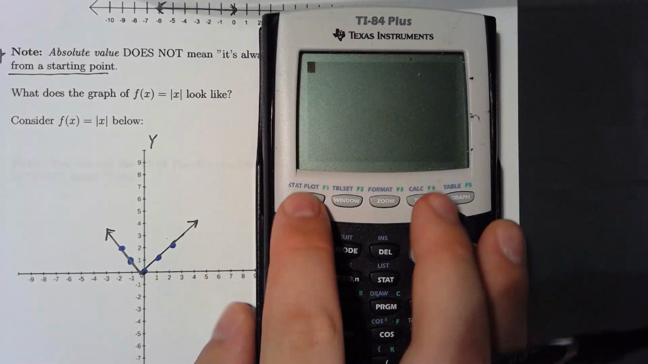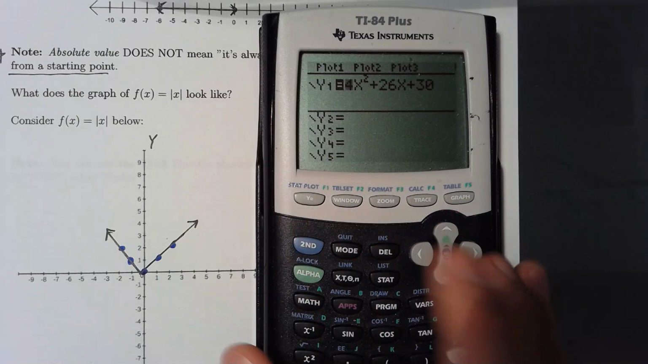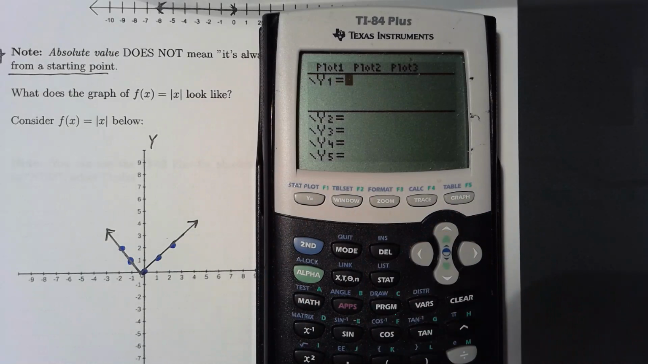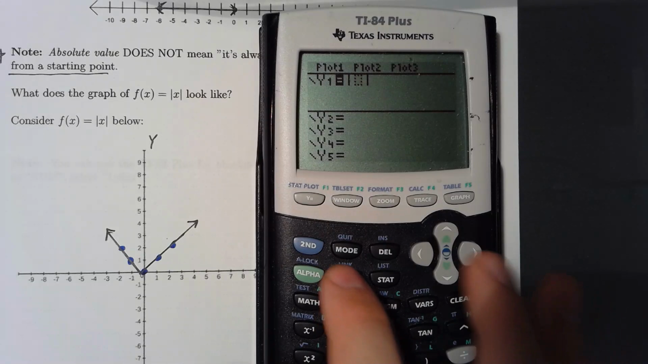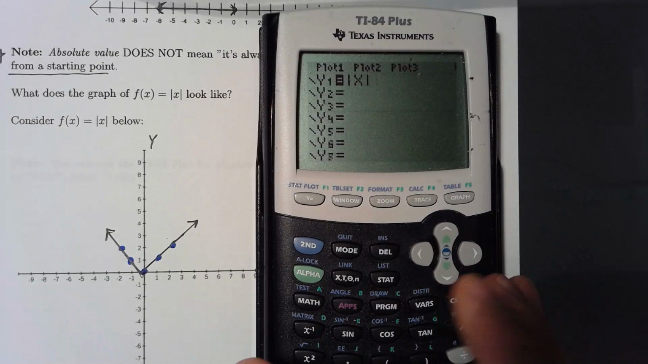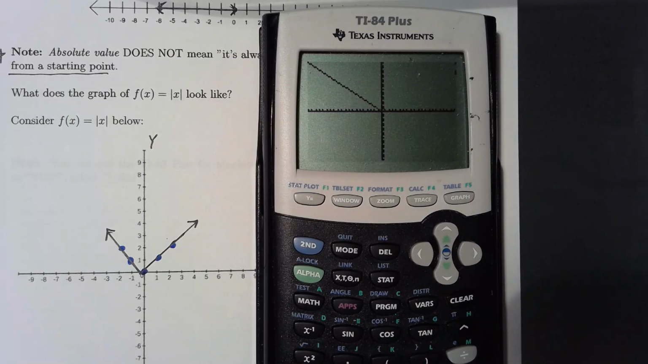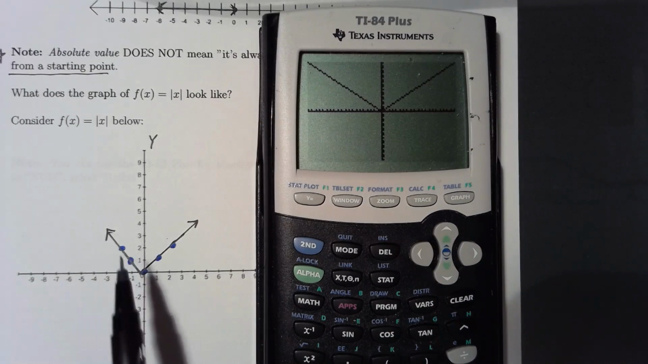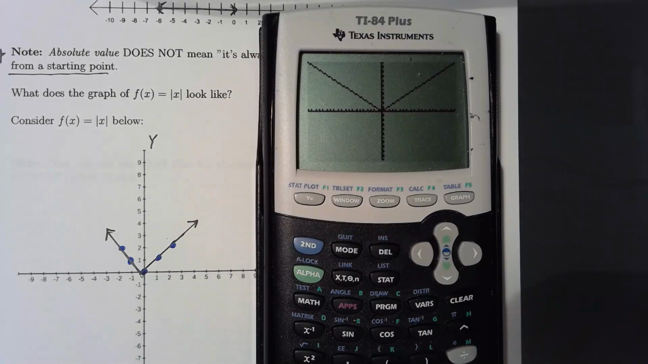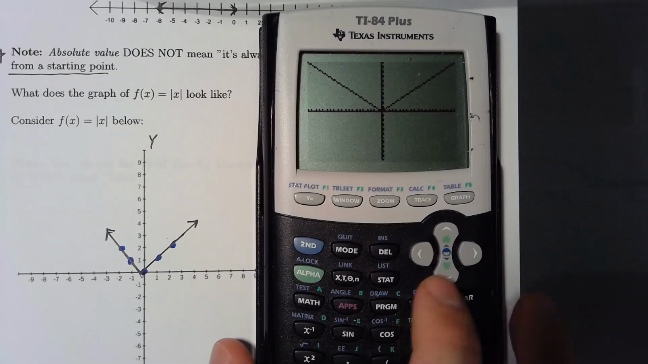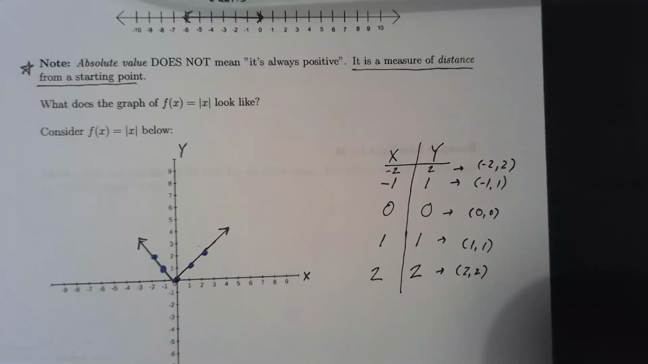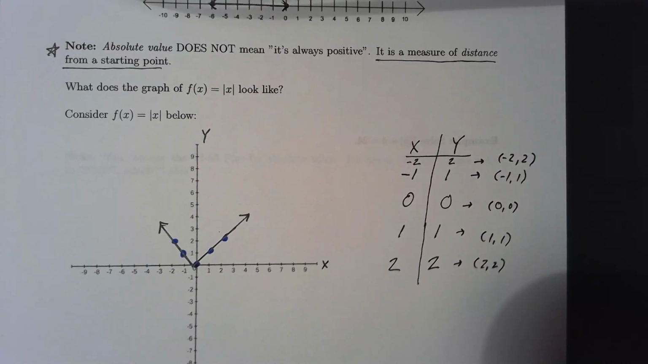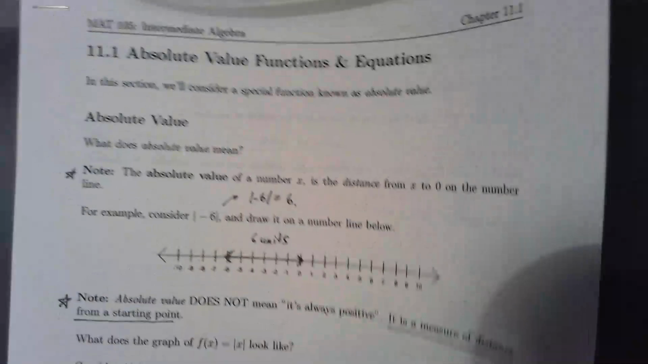So if you want to graph this function, just go to y equals. Let's get rid of that. Go to Math, NUM, absolute value, x. Hit enter and graph it. You'll get the absolute value graph, and there it is. Again, pretty standard, pretty basic, but that's what the basic absolute value of x looks like in your calculator. Nothing too tricky there.